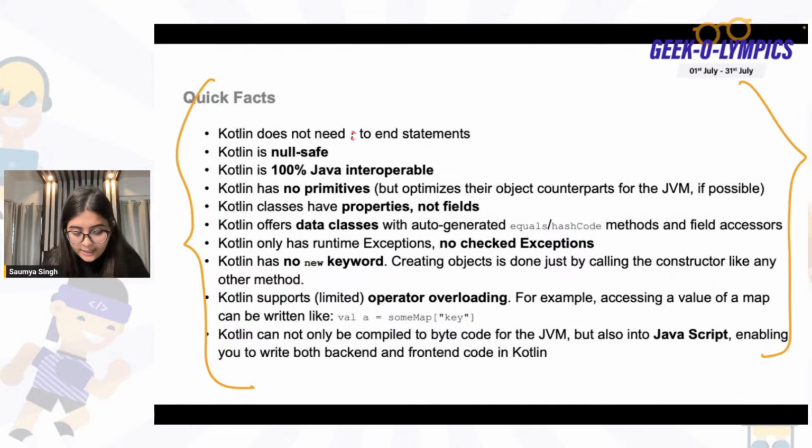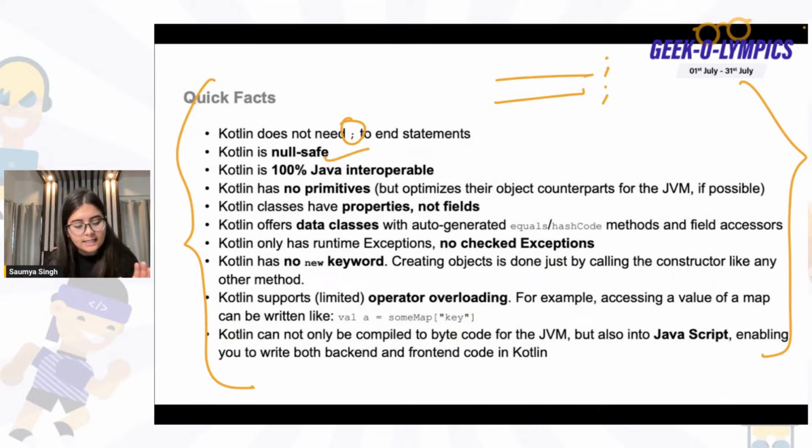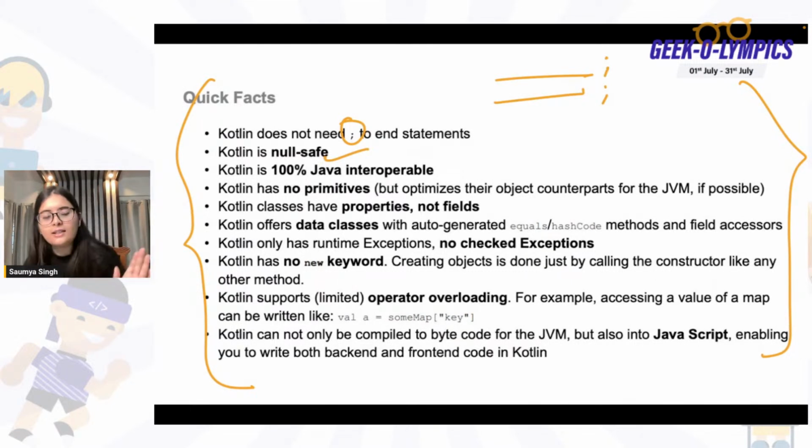Kotlin does not need a semicolon. This is a very interesting fact. In Java, after each statement you have to terminate it using a semicolon, right? Here you don't need any semicolon. You would have noticed this in the Hello World program that I wrote. It is null safe, so you don't need to worry about crashes in your app because of null pointer exceptions. It is 100% Java interoperable, it has no primitives but optimizes their object counterparts, and it has properties, not fields. These are some theoretical aspects of Kotlin, and you can take a screenshot of it.